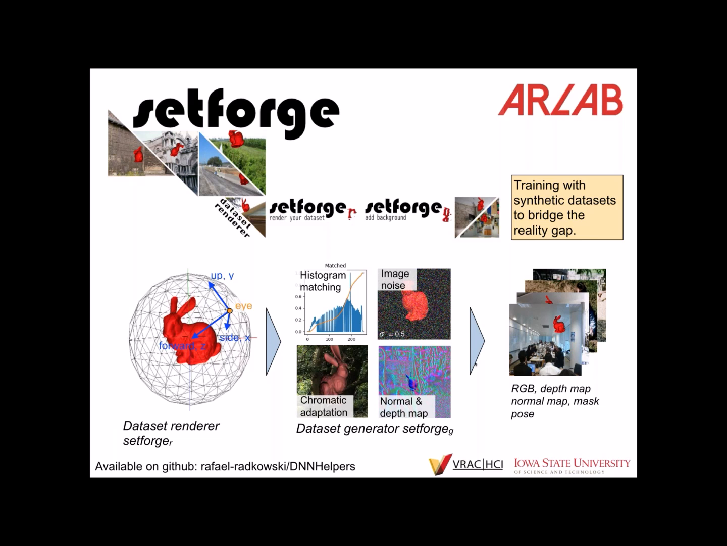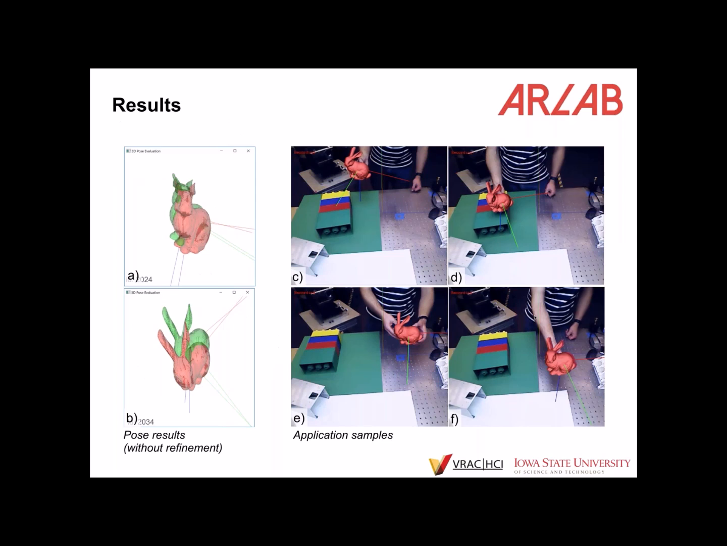So all of this gives us a data set which we can train with, and we are getting pretty good with that. What you see here on the left is our pose estimation results. The red bunny is our reference bunny. The green bunny is the estimate, and this is without refinement. We usually use an ICP refinement to get a better pose. When we use this on real data, we sometimes still retrain with a small data set to adapt the network to its domain, but it works quite well.